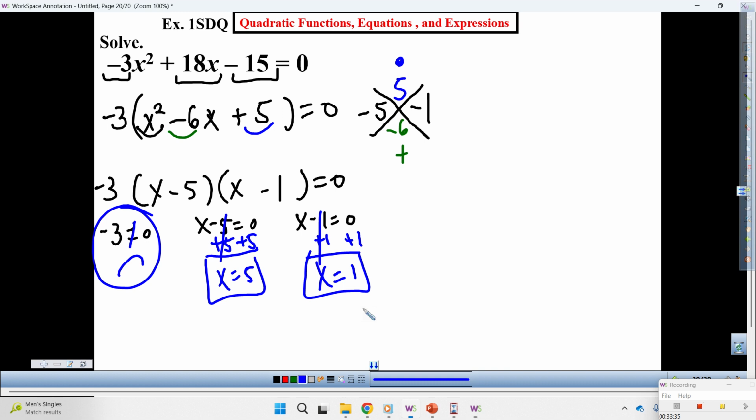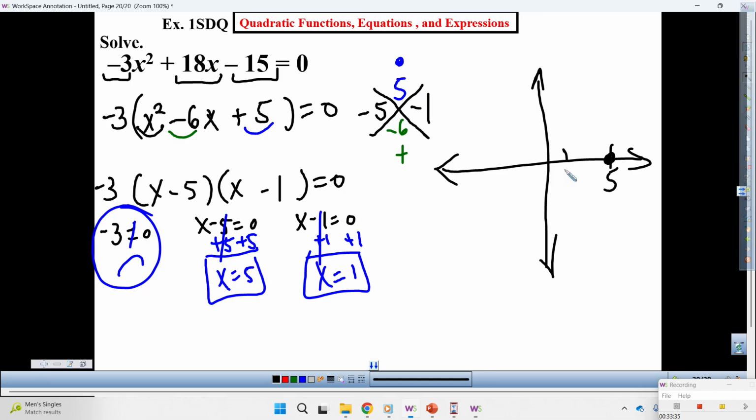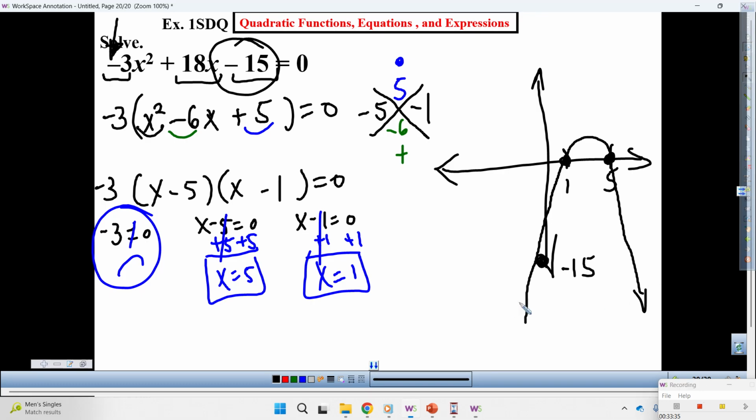All right? Graph. What are my solutions? 5 and 1. What is my y-intercept, people? Negative 15. So check this out. Since this has a negative in the front right here, that means that the curve is going to be upside down if we go from left to right. My first point is this one. Then it's going to come down like this. And is it upside down? Yes, Mr. Q. There you go.